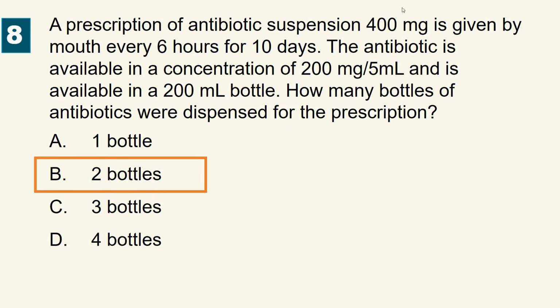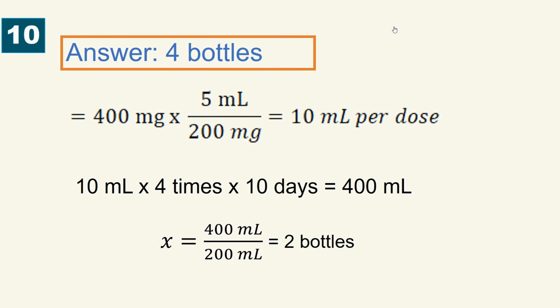So to solve this question, first try to figure out total how many milligram dose patient required for every 6 hours and 10 days. Every 6 hours means 4 times a day. So 400 milligram 4 times a day for 10 days. Total dose, and then per dose, it comes to be 10 mils per dose, because the concentration is 200 milligram in 5 mils. So for 400 milligram will be 10 mils.